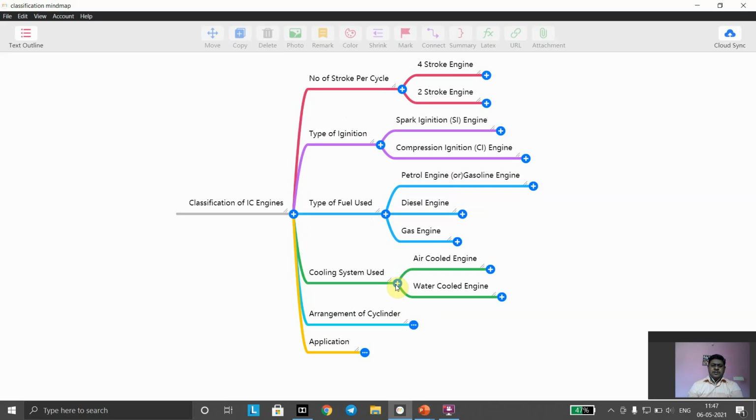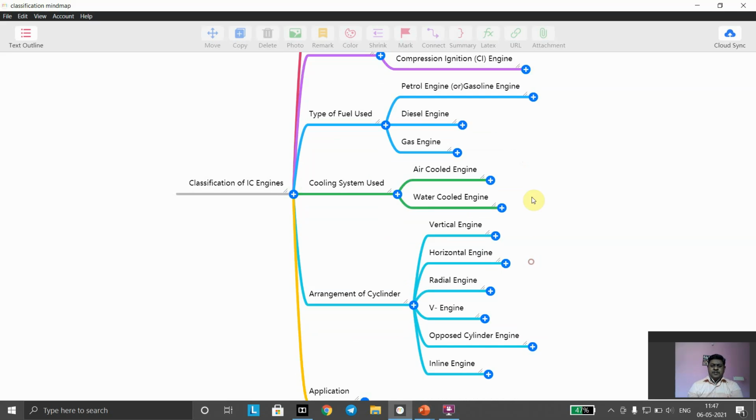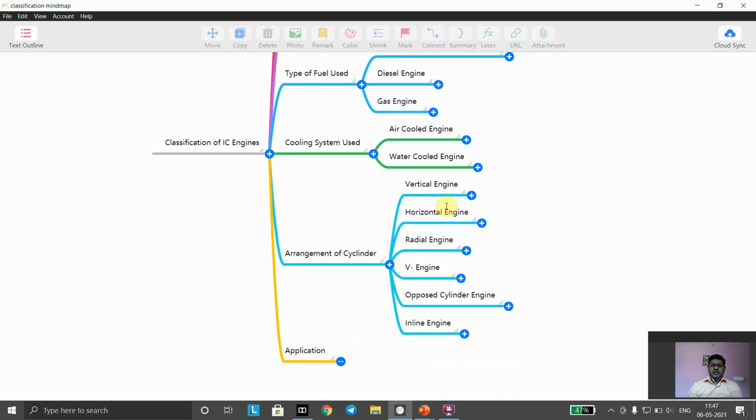And based on the cooling system, it is called air-cooled engine, typically used in two-wheelers, and water-cooled engine, which is typically used in four-wheelers or cars and buses. Based on the arrangement of the cylinder, it's further classified as vertical cylinder, horizontal cylinder, radial cylinder, V engine, opposed cylinder engine, and inline engine.